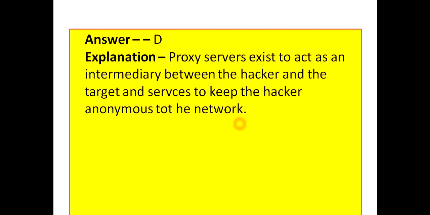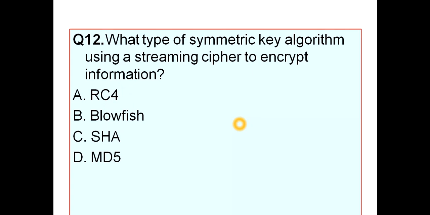Now, coming to the next question. You know, I have explained symmetric key algorithms in my lectures. So, what type of symmetric key algorithm uses a streaming cipher to encrypt information? Option A, RC4. Option B, Blowfish. Option C, SHA. And option D, MD5. Well, this is a little bit tricky question. Try to give the correct answer. So your time started now.